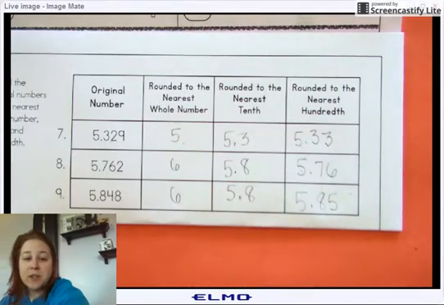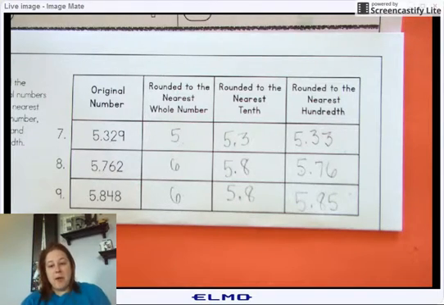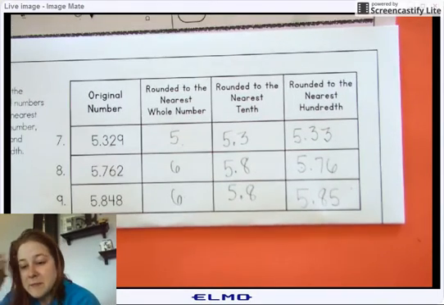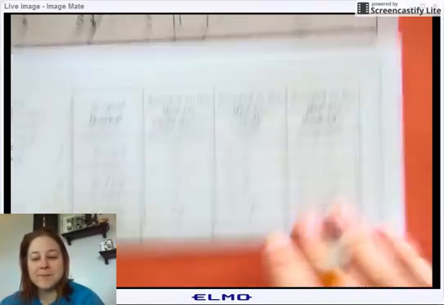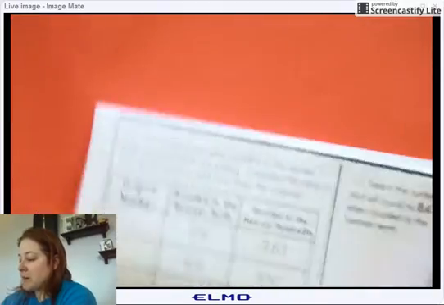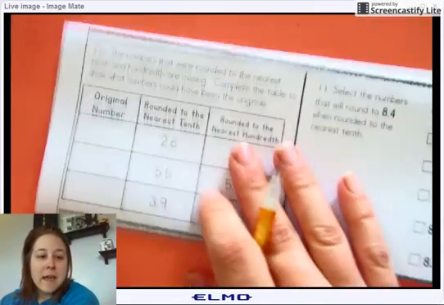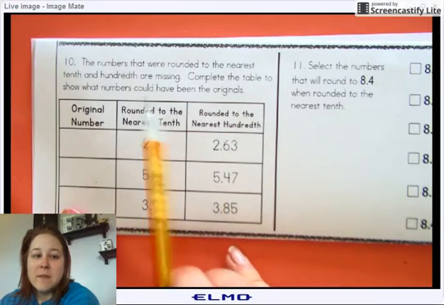Please make sure that you have those answers correct. You should have been typing them into Edpuzzle to begin with, but please make sure you have those answers correct. Okay, moving on to the back. Question number 10. It says, the numbers that were rounded to the nearest tenth and hundredth are missing.